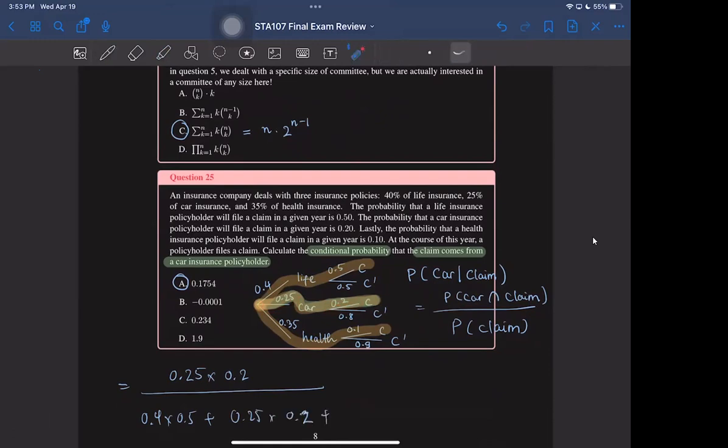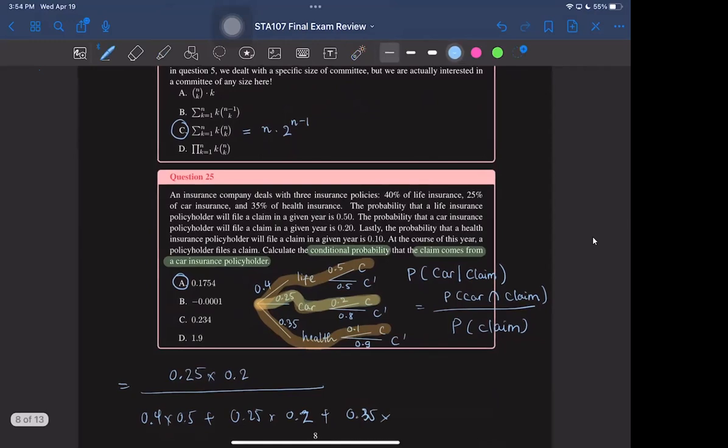And the last part is 0.35 multiplied by 0.1. And if you calculate this expression, you should get the correct answer.